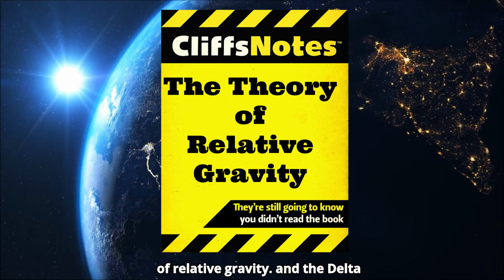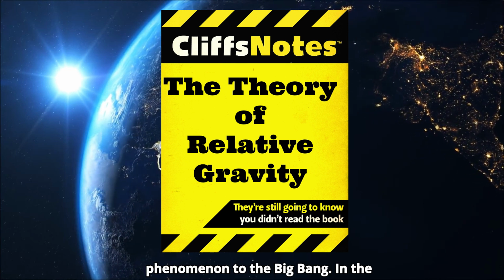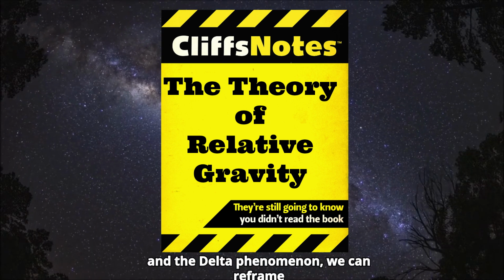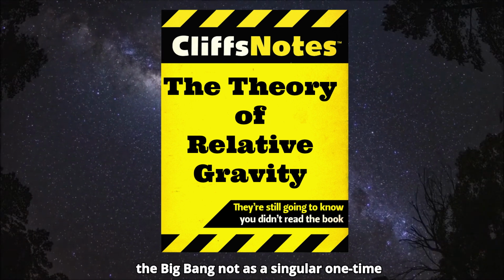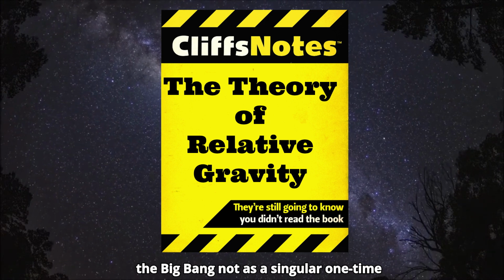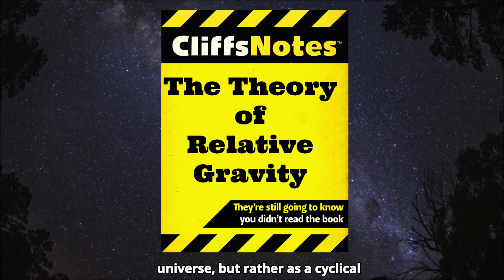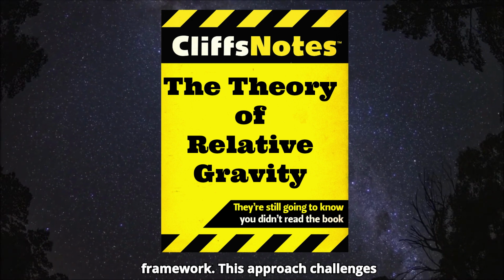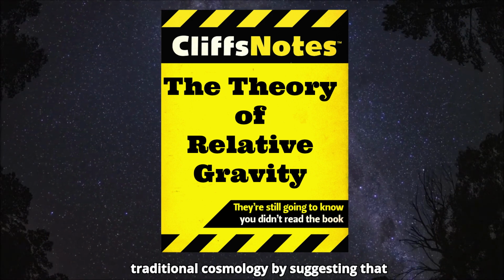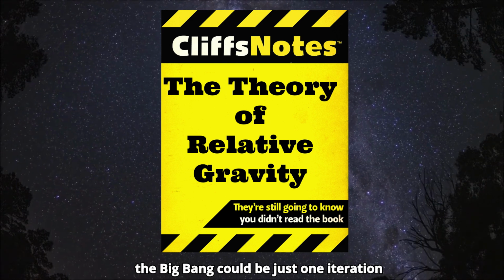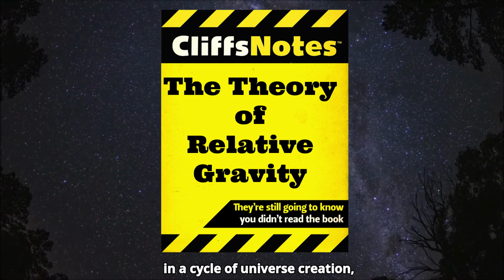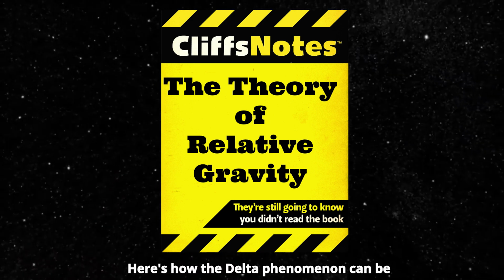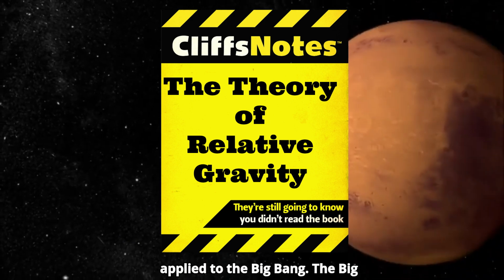Applying the theory of relative gravity and the delta phenomenon to the Big Bang. In the context of the theory of relative gravity and the delta phenomenon, we can reframe the Big Bang not as a singular one-time event that marks the beginning of the universe, but rather as a cyclical process within a larger polymorphic framework. This approach challenges traditional cosmology by suggesting that the Big Bang could be just one iteration in a cycle of universe creation, transformation, and evolution. Here's how the delta phenomenon can be applied to the Big Bang.